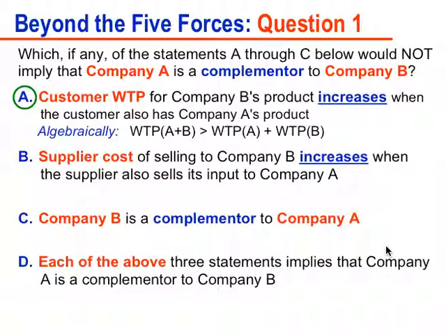Plus the value, willingness to pay for B without A, right? So the implication here is the standalone value of A, the standalone value of B, and the combined value. The combined value is greater than just adding up the standalone values of the individual products. So does that or does that not imply that company A is a complement of company B?